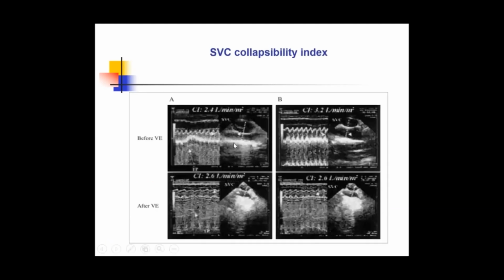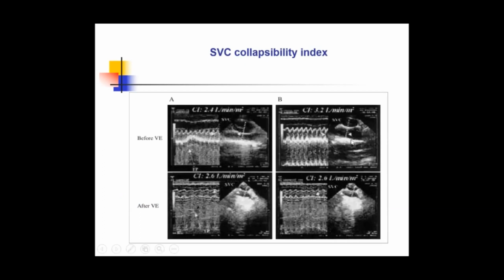We see here that in the left half of the frame, you get a patient with a cardiac index of 2.4 liter per minute per meter square. See the SVC is collapsing here. And this was before volume expansion. After volume expansion, we get an improvement in the cardiac index, and it has improved to 2.6 liter per minute per meter square.